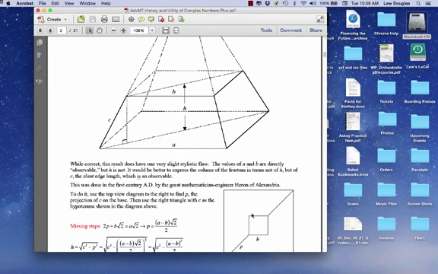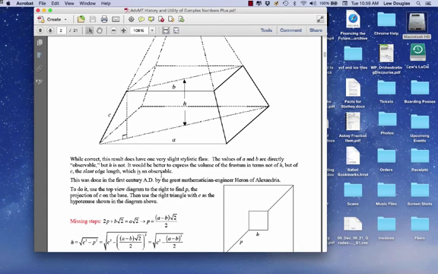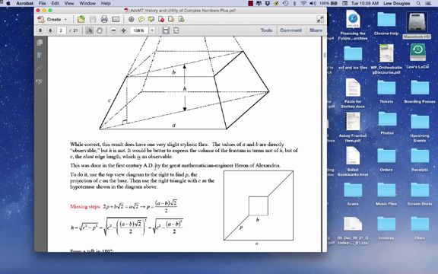And then, as it says here, while correct, this result does have one very slight stylistic flaw. And that is the values of a and b are directly observable, but h is not. h is kind of inside the figure. It's not something that, if you're given one of these things, you can measure. So it would be better to express the volume of the frustum in terms not of h, but of c, the slant edge length, which is an observable.